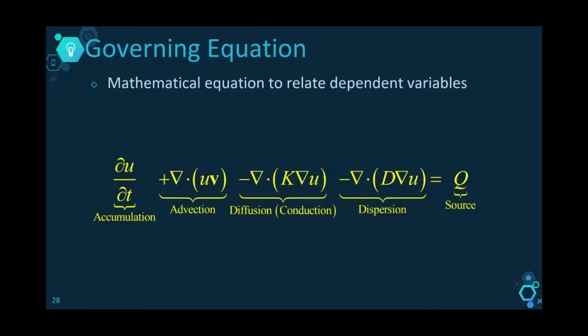The governing equation gives out the basic physical laws to define how the physical process will occur. In this one, you can see that different parts of the governing equation represent different mechanisms. On the left, this is accumulation, then advection, diffusion or dispersion, and then source. So this is the governing equation for a typical transport problem.